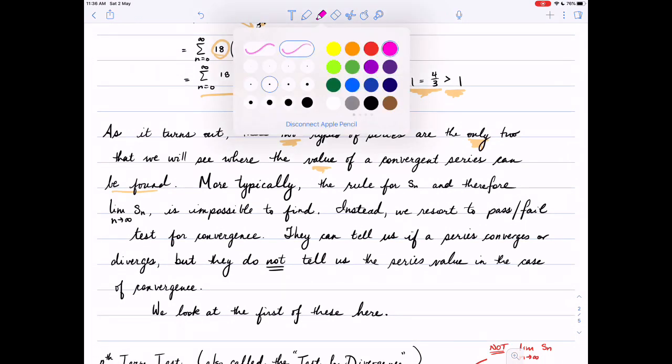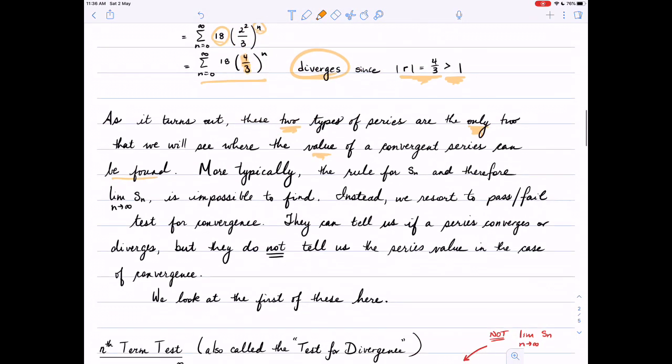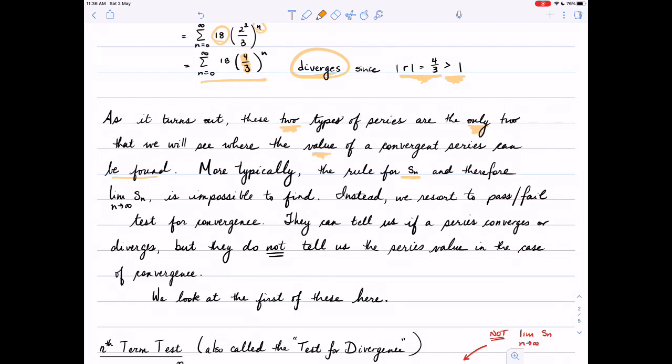More typically, that is going to be impossible to do. The rule for Sn is going to be impossible to find, like I mentioned before. And if the rule is impossible, well, then you don't have any way of taking that limit exactly. So the rule for Sn will be impossible, and the value, therefore, will be impossible to find. So what are we going to do otherwise?